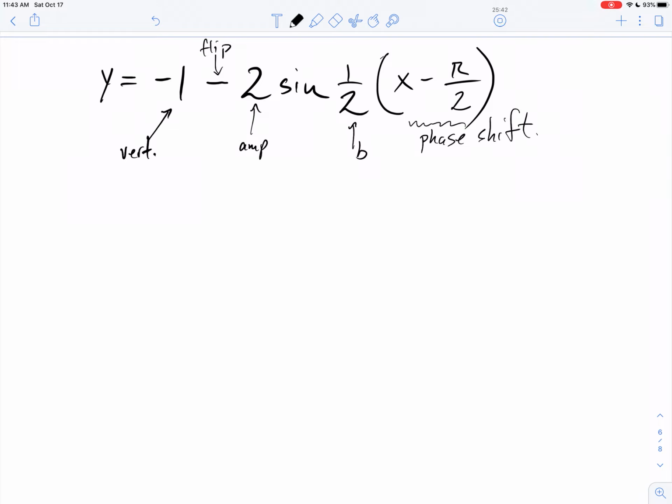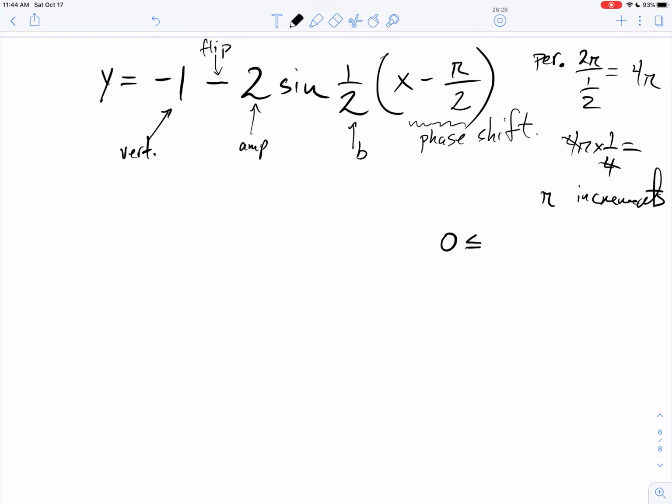Let's do my period first, and I should have left myself a little more room, but I didn't. So period is going to be 2 pi over 1/2, and we've learned that fractions are actually our friends, so we have a period of 4 pi. All right, and that means if I take 4 pi times 1/4, I'm going to have pi increments. I can see there might be a little bit of a hiccup here because my phase shift has a pi half in it. But I'm getting better at this. I know that my normal period on this function would start at 0, and in this case it would end at 4 pi, because that's my period right here.